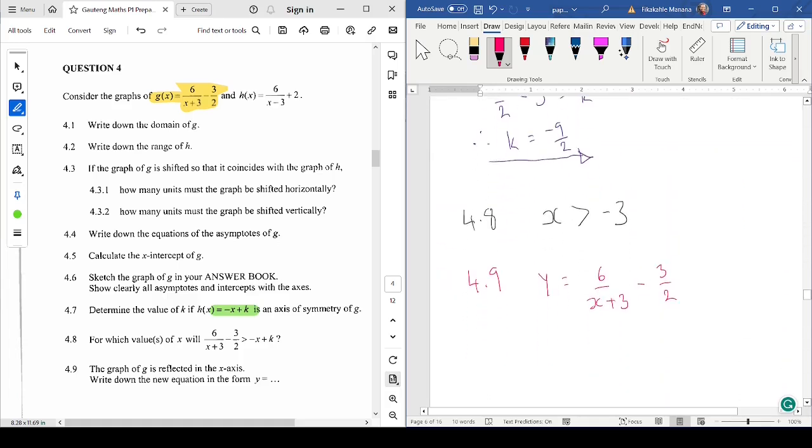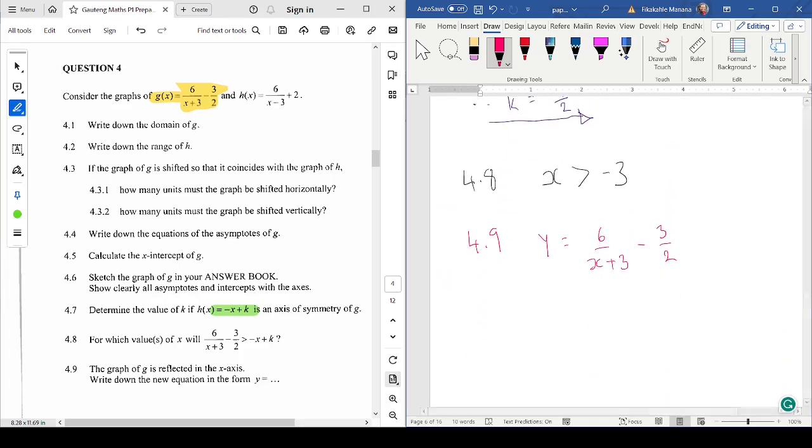Right, so how that translates for our graph is that, because we want the y to remain positive, we're going to put a bracket on everything here and multiply it by -1. What does that do? That's the condition for reflecting in the x-axis.